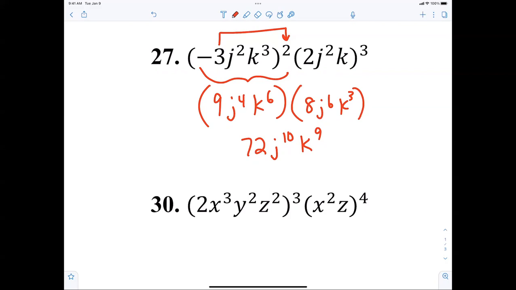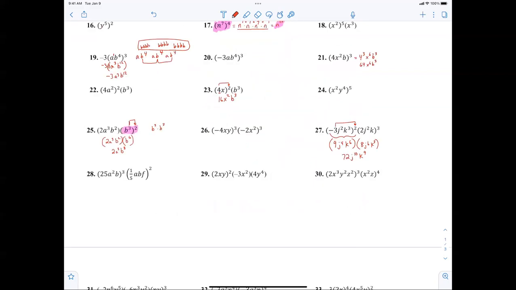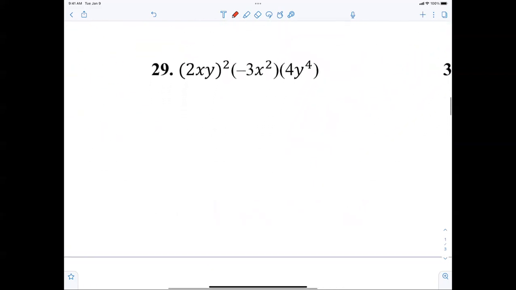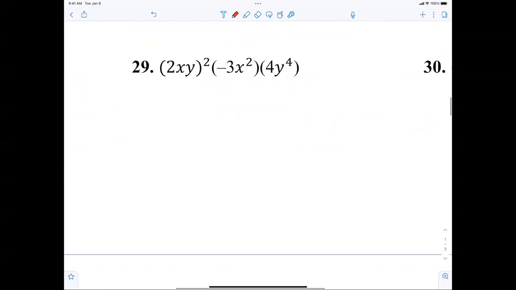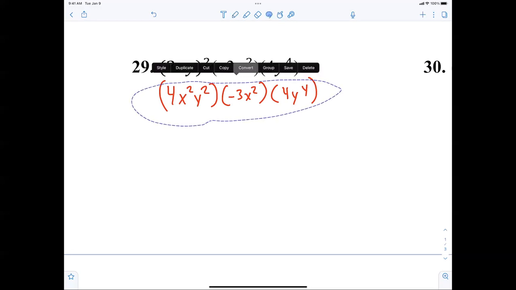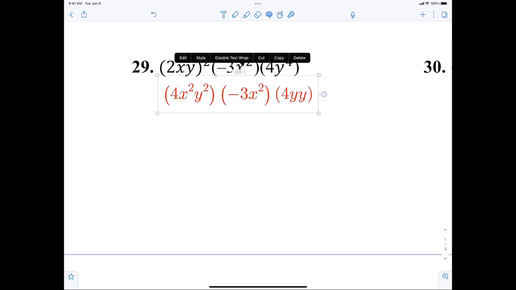All right, number 29. Who's up? Alright, so it'd be 4x to the second, then y to the second, and then I'm just gonna write everything else out. Now what? It would just keep it the same. So you would do -12x to the 4.